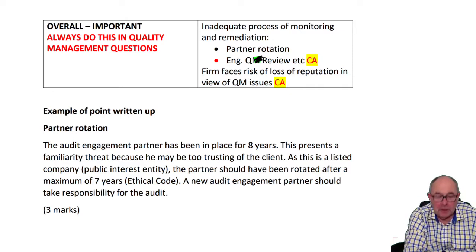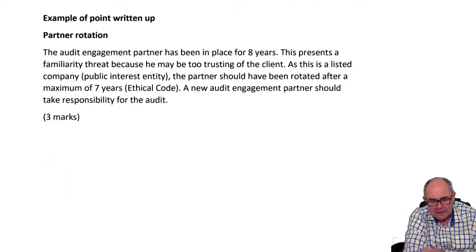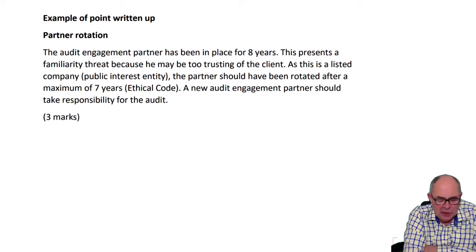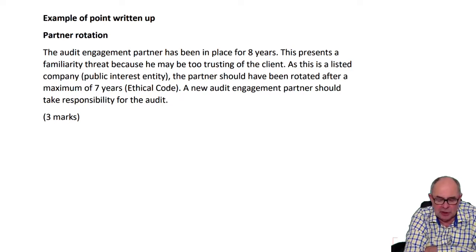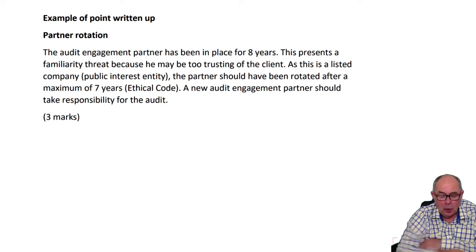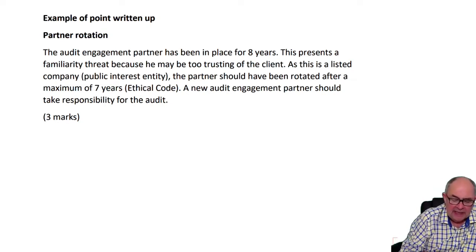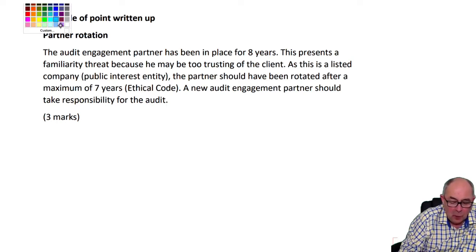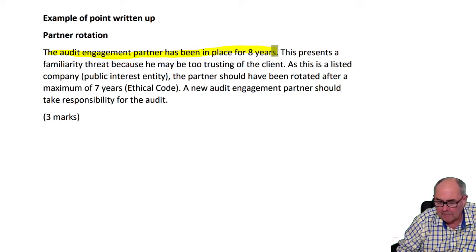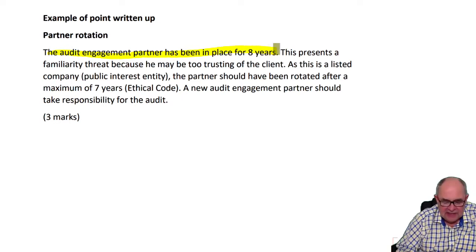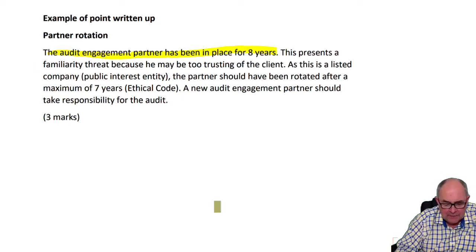Here's an example of a point written up. I've picked partner rotation, which technically is an easy point, but just to show you how to really make sure I'm putting everything in place. I start with the scenario. The audit engagement partner has been in place for 8 years. There's my scenario. I've linked it to the familiarity threat.